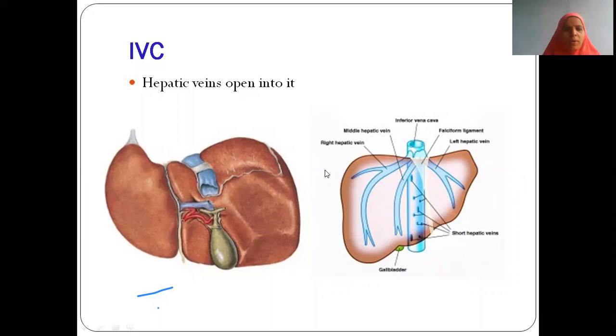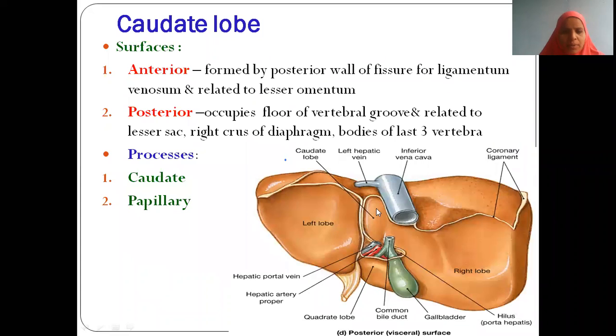So where did we stop? I told you on the posterior aspect we have the inferior vena cava. All this I already told you, isn't it? Okay, caudate lobe. This is the caudate lobe. Anteriorly, you are finding the fissure for ligamentum venosum. That is the porta hepatis is continued.